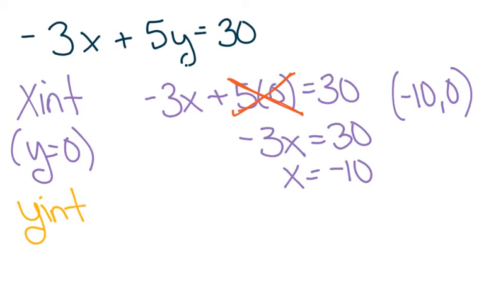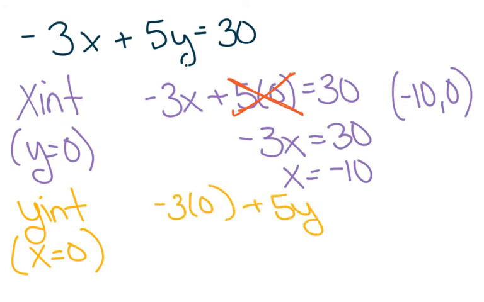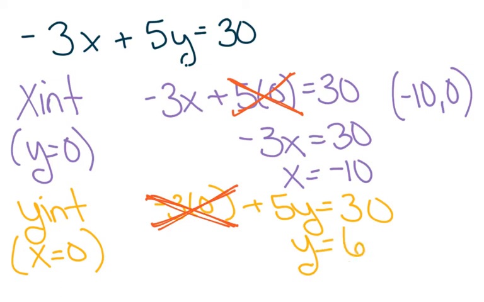When I find my y-intercept, that is when x equals 0. Again, visually you haven't moved anywhere on the x-axis. So if I plug this in, I'd have -3 times 0 plus 5y equals 30. Again, -3 times 0, that's nothing, cross it out. So now I am just solving 5y equals 30. I divide both sides by 5 and I get 6. Written as a coordinate point, the x value is 0, the y is 6.